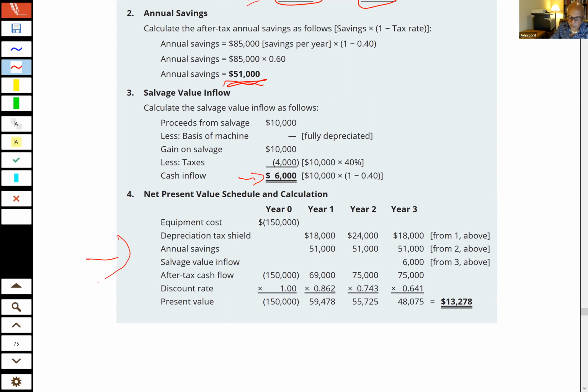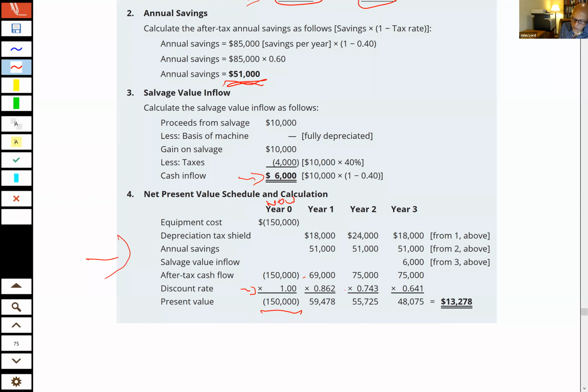Okay. So what do we have? We have the 150,000, and that's what I was saying, no discounting. When you use a factor of 1, that's not discounted, because that money is coming out now. Year 0 means now. Okay, then we go ahead and we have the depreciation tax shield and the annual savings, net of tax. We add those together. That's the 69,000.